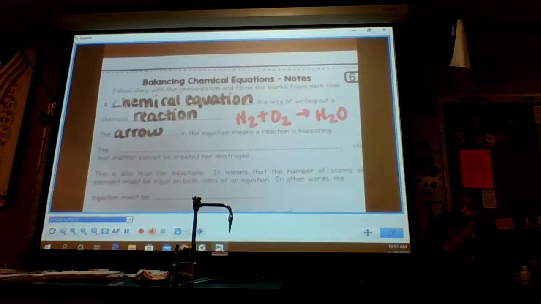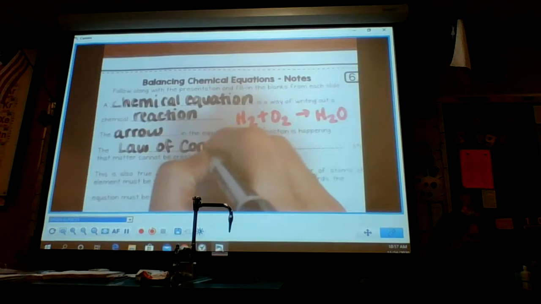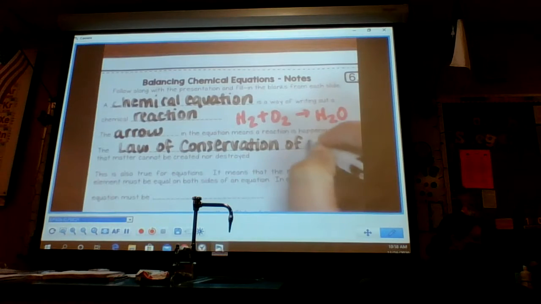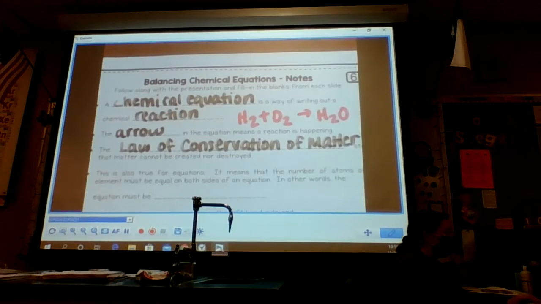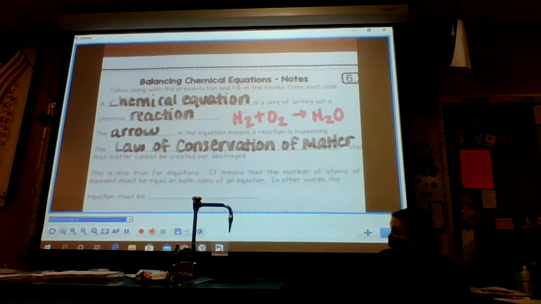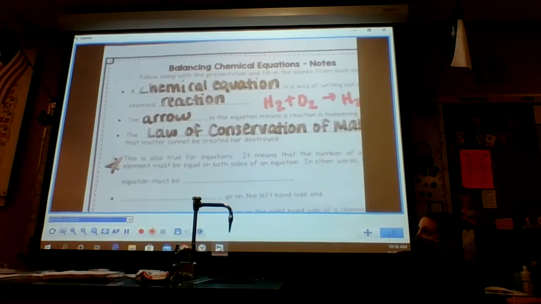All right, next bullet point. The law of conservation of matter states that matter cannot be created nor destroyed. We know that already. We've heard that time and time again. What's important for us in the law of conservation of matter is this next bullet point. So I'm going to put a star by it. This next one that we're going to go over.